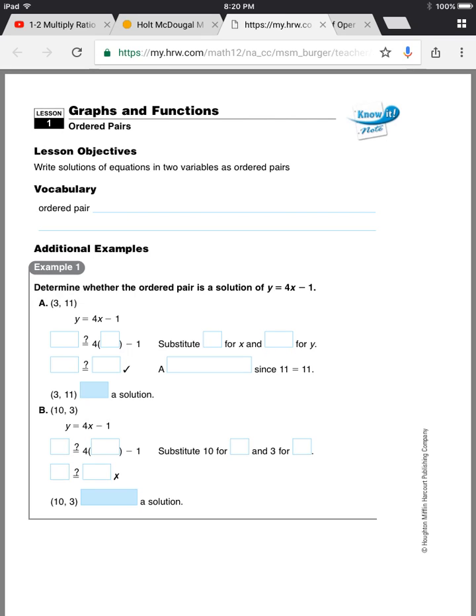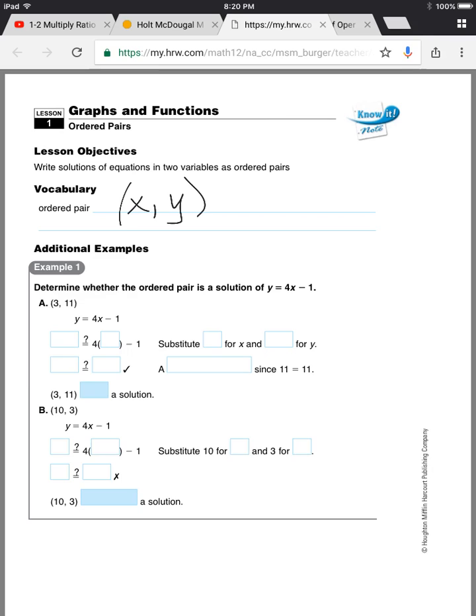Today we start learning about graphs. An ordered pair, which hopefully you remember, is a pair of numbers that can be used to locate a point on a coordinate plane. And we always write those in alphabetical order of x, y. The alphabetical order is how I remember what goes first. X comes before y in the alphabet.